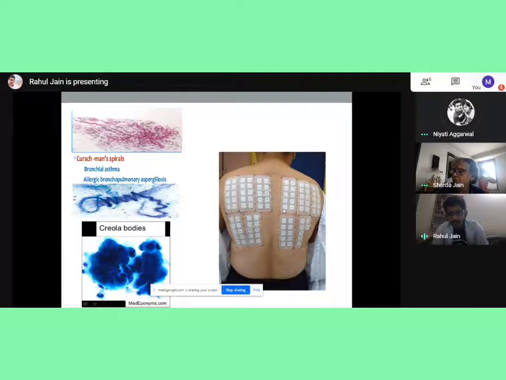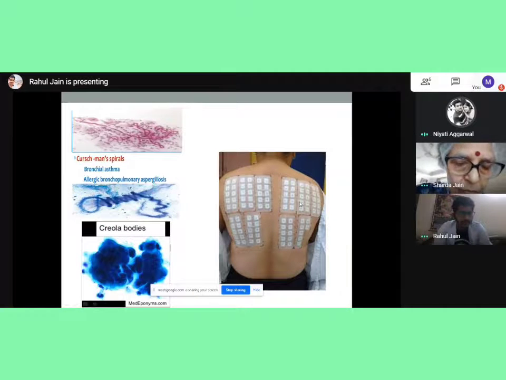Then after a span of maybe 48 hours, I will remove these patches and see to which allergen the response is maximum, or there is an exaggerated response, and I will compare it with the control on the right-hand side. Then I will get to know that the patient is susceptible to this specific allergen. So we do this skin allergy testing on the back of the patient, with 50 allergens on one side and 50 controls on the other side.